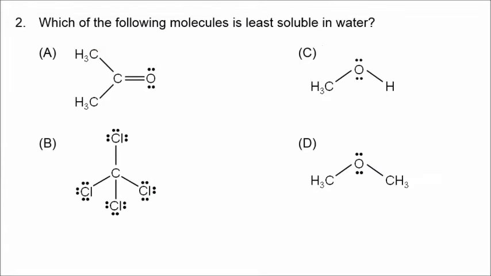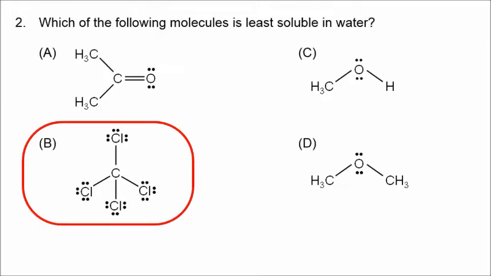So which of the 4 compounds that we see here in number 2 is non-polar? It's going to be the carbon tetrachloride because all of the dipoles are symmetrically arranged and cancel out. The molecules in choices A, C, and D are all polar.